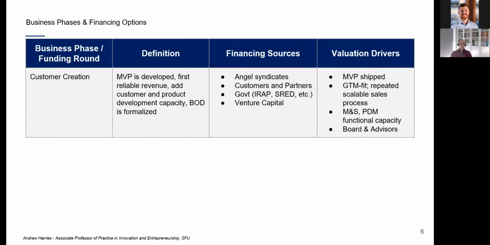And then there's, again, government. So you're looking at IRAP funding, you're looking at your ECDEV funding, you're looking at SHRED, which is a tax credit. You're also looking at grant funding, right? So there's a whole bunch of different government funding sources that become relevant at this point because more risk has been taken off the table. And this is also where venture capital starts to become quite interesting.